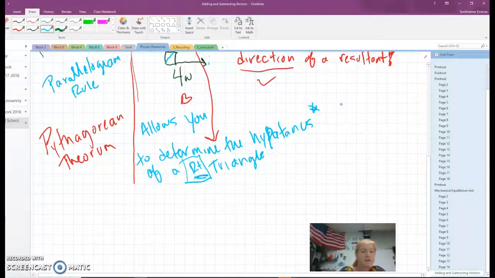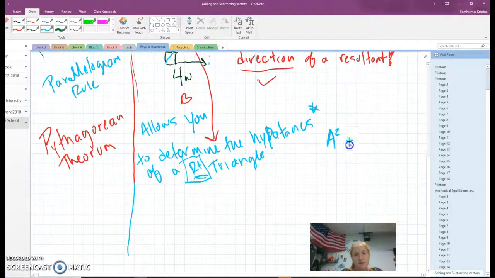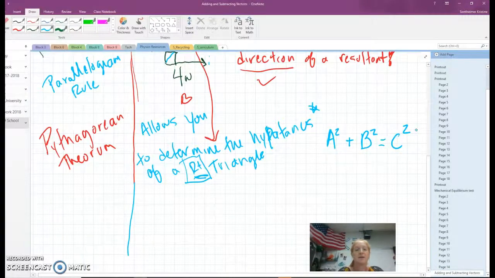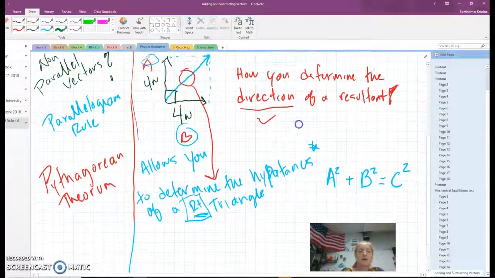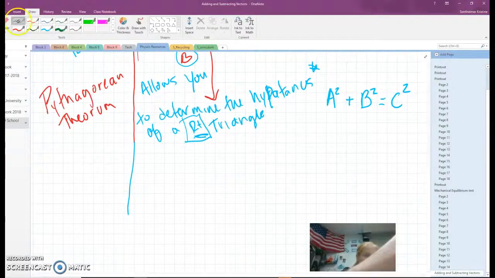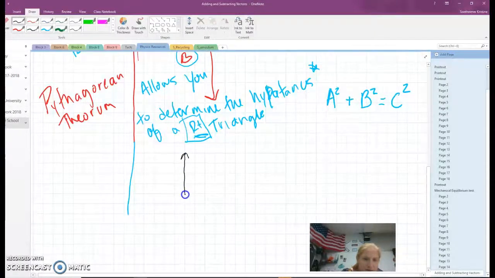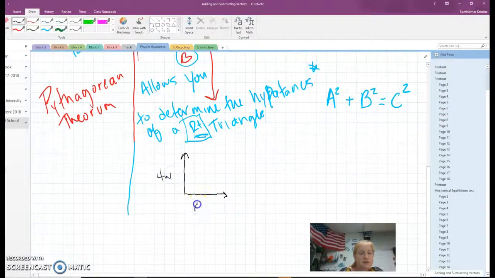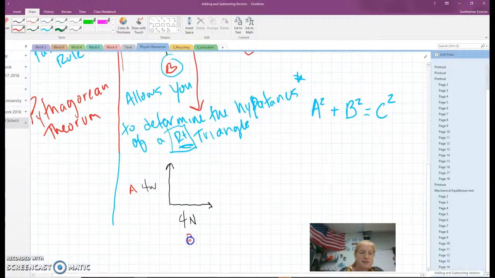Okay, Pythagorean theorem, what is it? It states a squared plus b squared equals c squared. And now you suddenly know why I was putting b and a up here, right? So now let's start with the easy one that I just drew. If I have 4 and I have 4 newtons, 4 newtons, okay?